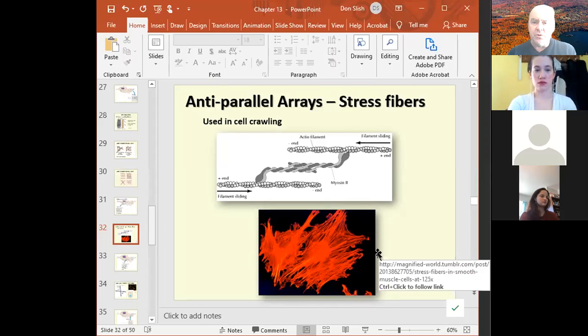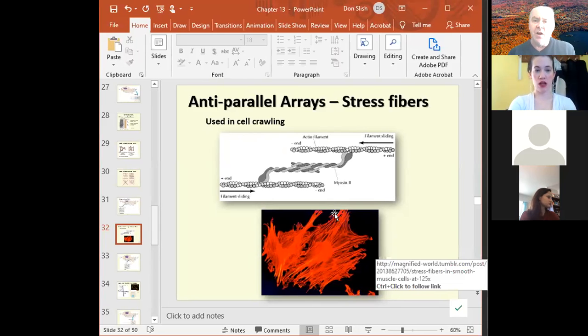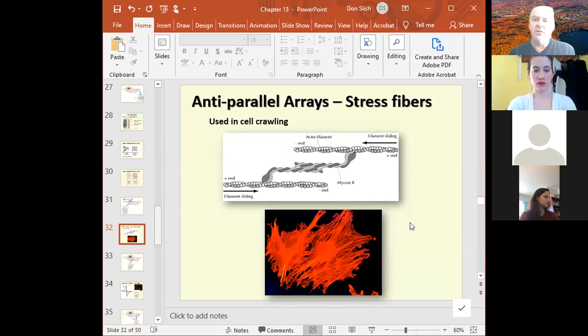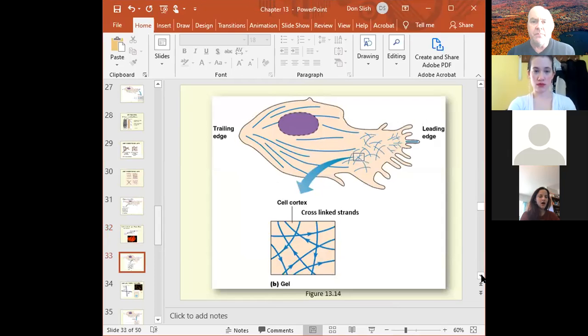Here again is that really cool immunocytochemistry. All the actins in red, and you can see stress fibers crossing the entire cell. Okay, so there's your parallel arrays, your anti-parallel arrays, and now the next thing are the gels. So we've got two different types of gels.